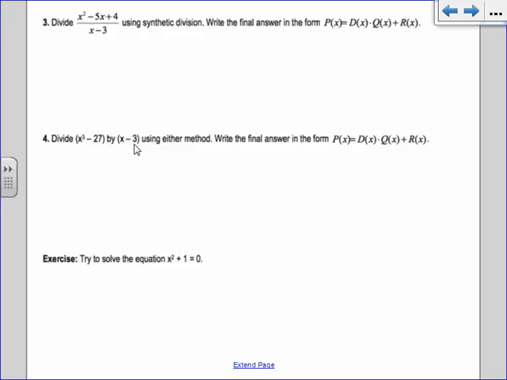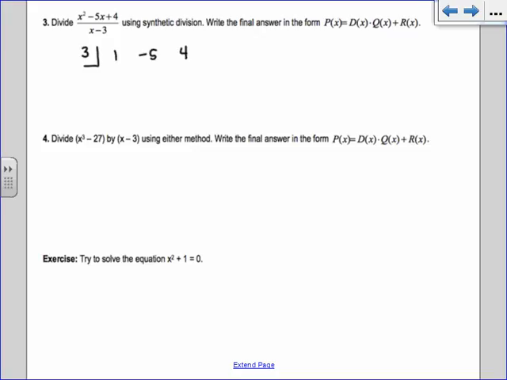So divide using synthetic division. If you remember synthetic division, we put the numbers from the dividend. So we do 1, -5, and 4. And then in the backwards L, we put the zero of the divisor. So I'm going to put 3 there instead of negative 3. So it's like, what if I set x minus 3 equal to 0 and I solved? I would get x equals 3.